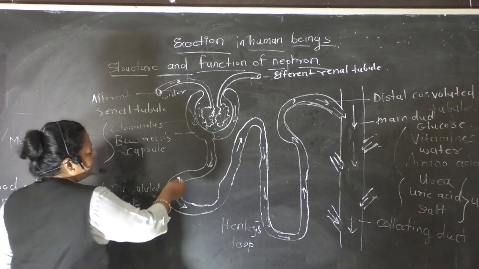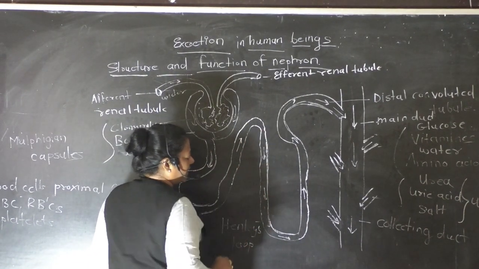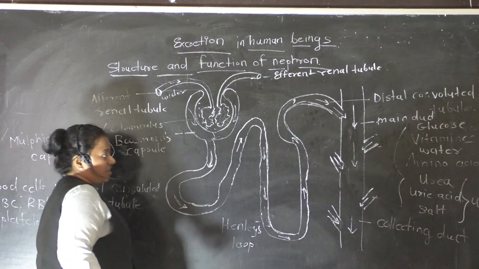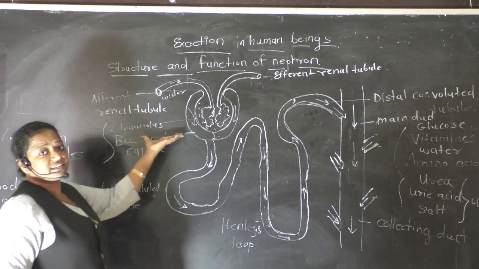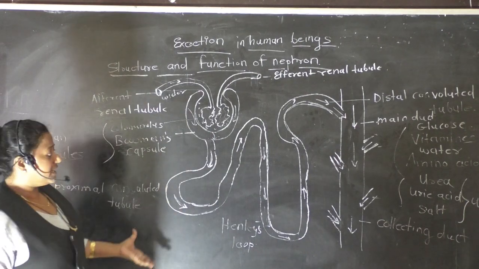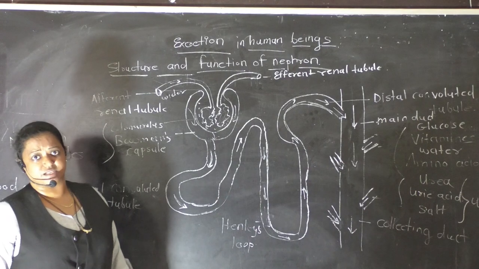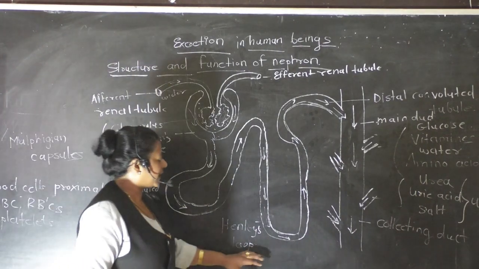Now this glomerulus filtrate will pass through the Henle's tube. Now here what will happen? The first process we have seen is glomerular filtration. The glomerular filtration process has taken place. Now here the osmoregulation process takes place. Osmoregulation means what will happen?